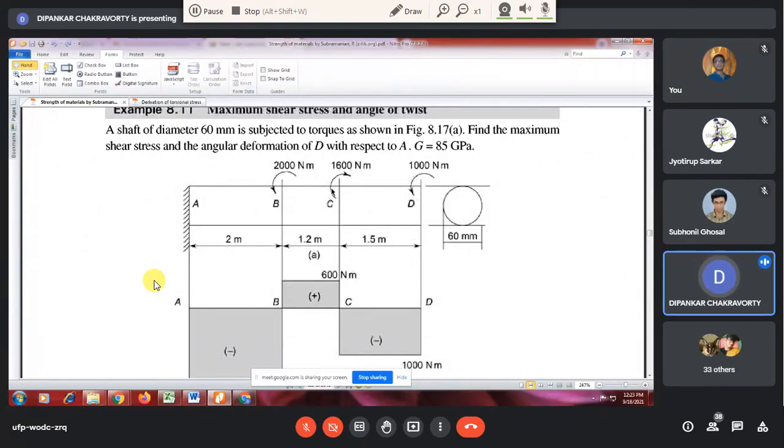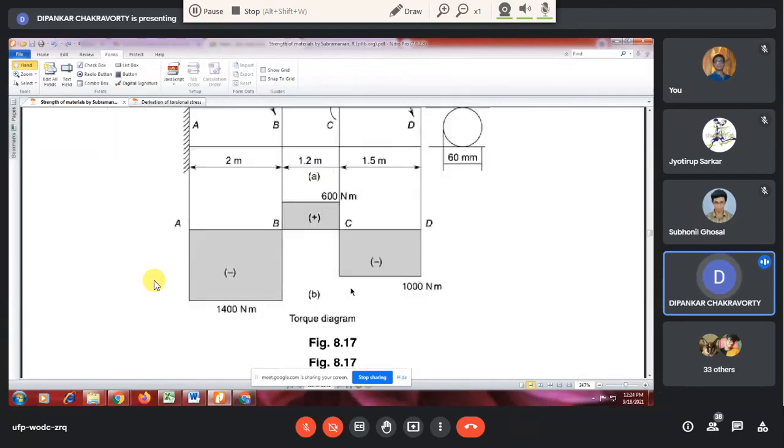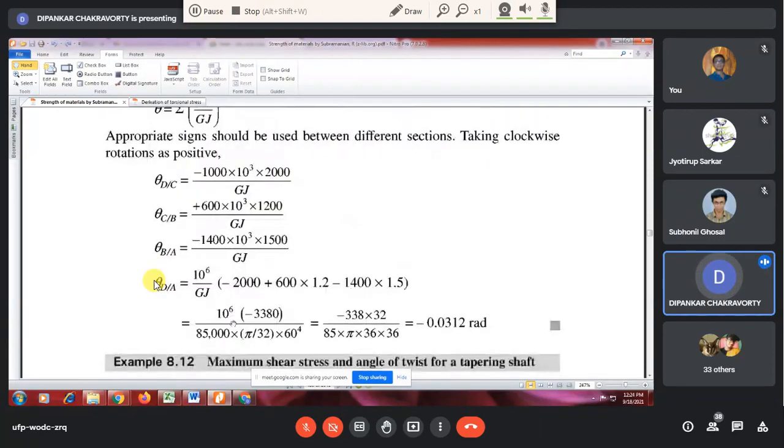But C is actually not fixed. Then you assume that B is fixed. So the angle of twist of C with respect to B is plus TL by GJ. You have to take T as 600. Now B is again not fixed, but A is fixed. So get the angle of twist of B with respect to A and just add them algebraically. Just add them algebraically.